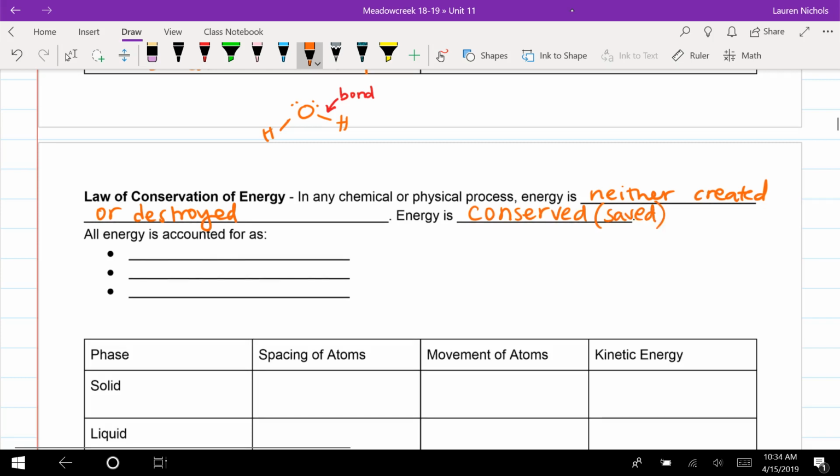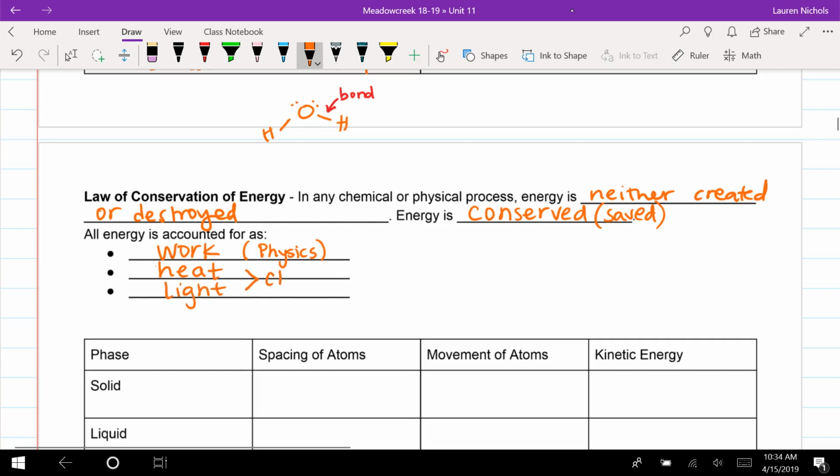Now, all energy can be accounted for as three different things. It can be accounted for as work, which is used more often in physics class. You'll talk about the work you need to push a box across a floor, or for a roller coaster to go up the little hill and then go all around the track. But in chemistry, we're going to talk about how energy can be accounted for mostly as either heat or light.